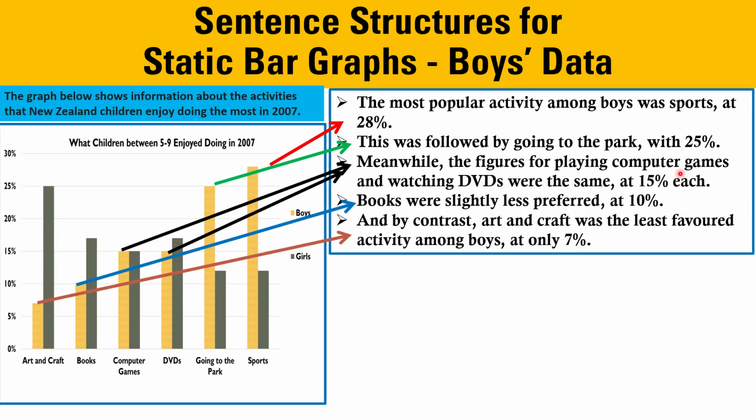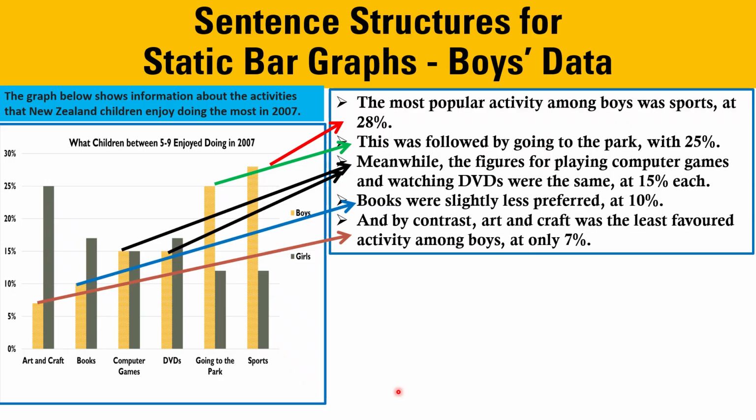Notice how we avoided repeating the word popular by using alternatives like preferred and favoured. We also used a variety of sentence structures. Some start with the category, others with linking words like meanwhile or by contrast. This keeps the writing more varied and formal.